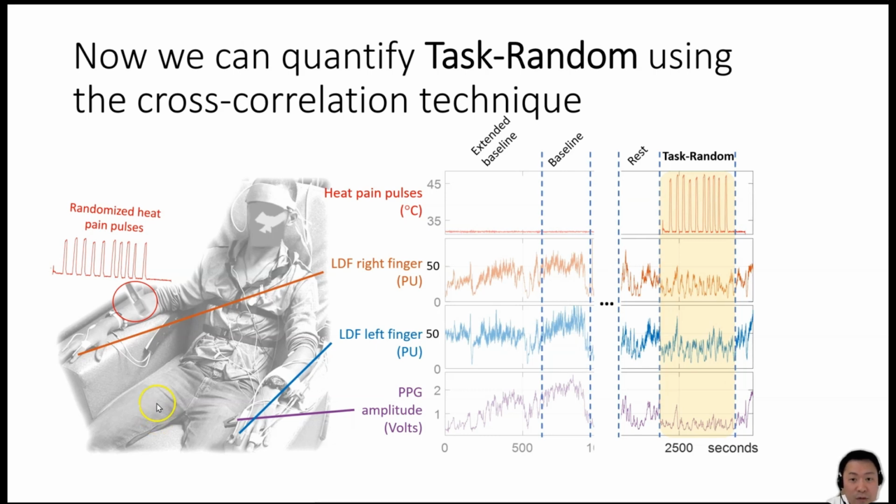Okay, so now back to the real example. Let's quantify our task random, which is shown here. This is the heat stimuli. You can see a bunch of pulses here, up and down, and these are the responses. In this case, let's take one of the finger responses as representative of the vasoconstriction response.